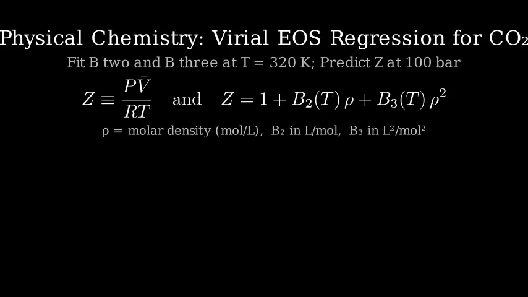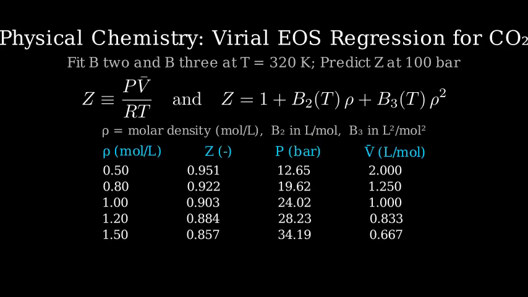Here is a clean PVT dataset at 320 Kelvin for carbon dioxide. We will use consistent units: bar, liter per mole, and mole per liter. We fix R as 0.08314 liter bar per mole Kelvin, and T as 320 Kelvin.